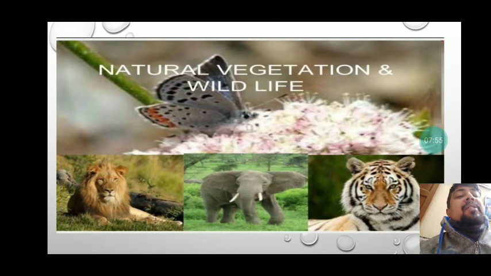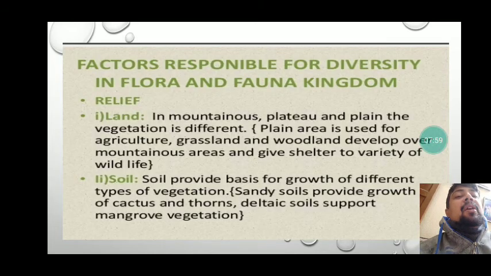Now come to the next chapter, which is about geography. It is the natural vegetation and wildlife. We need to understand here that if we are going to talk about natural vegetation, it can be classified as flora and fauna. Flora will consist of all the flowers and all the vegetation, and fauna will consider all the different types of animal life. So here it depends on land and soil also. Different types of soil and different types of land will provide different types of flora and fauna. In other words, different types of vegetation will be found depending on land and soil.